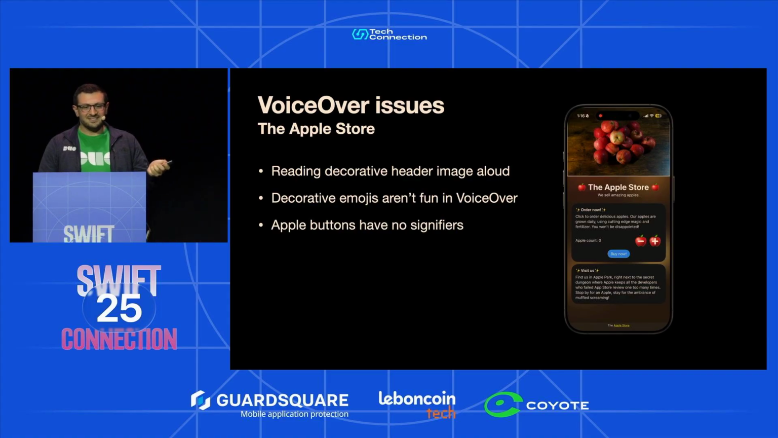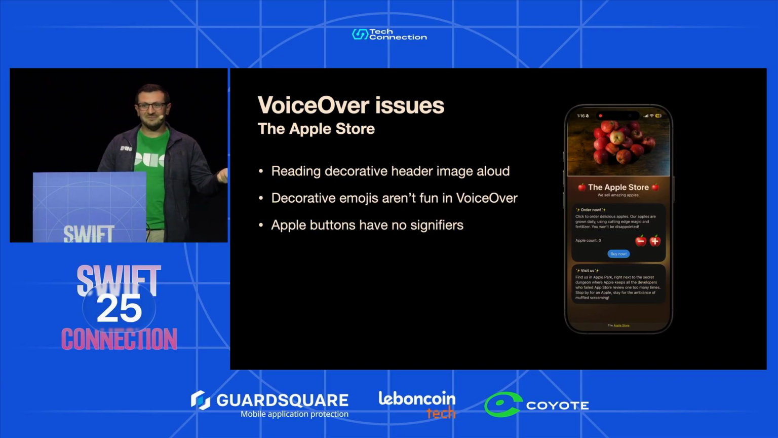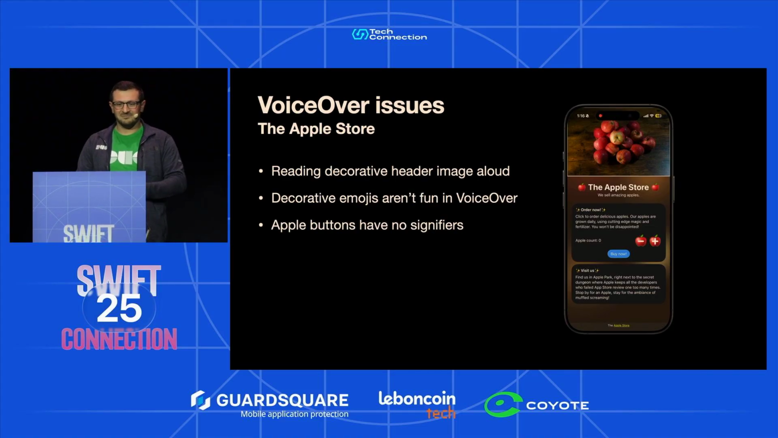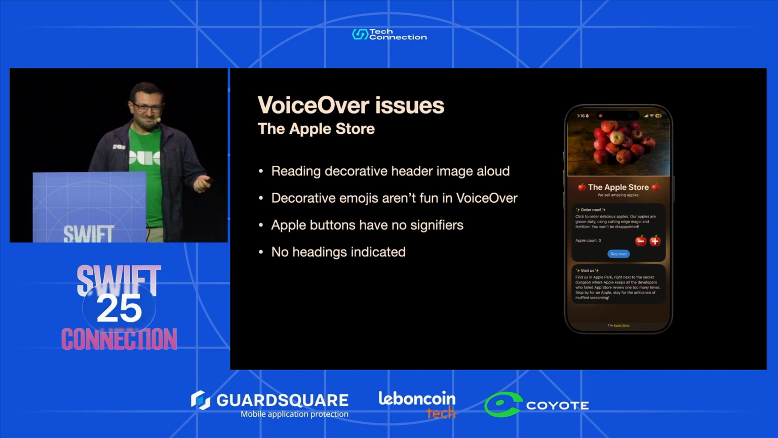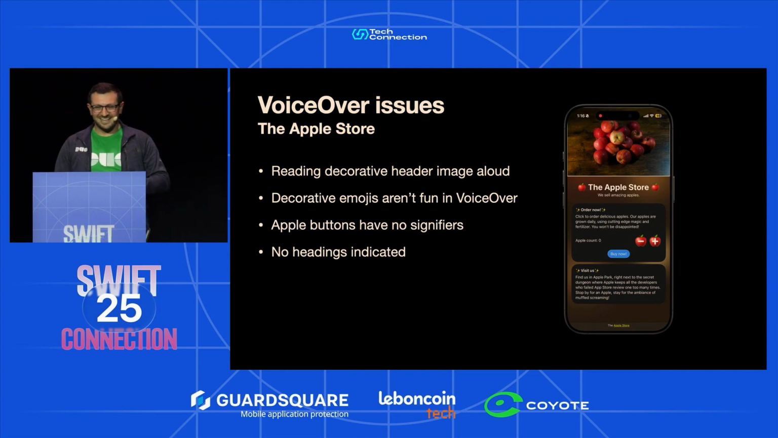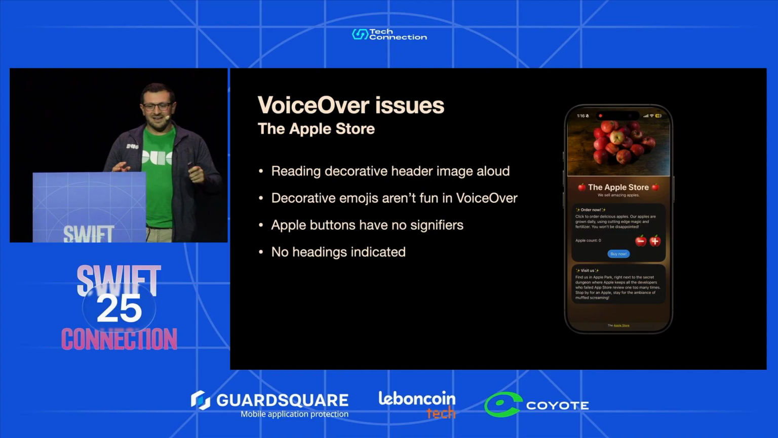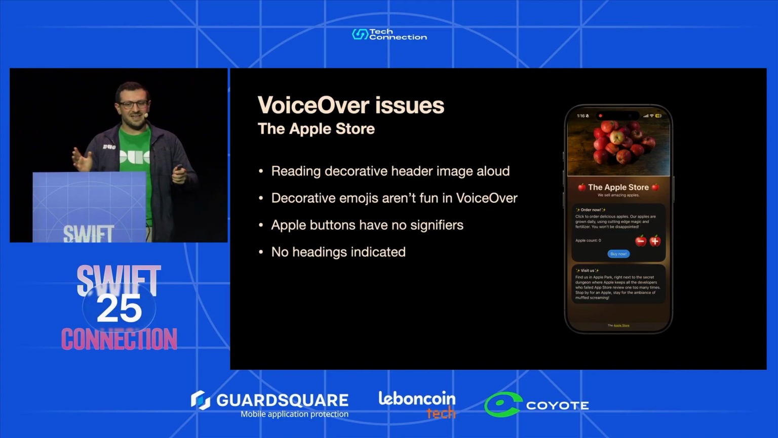Also, those Apple buttons have no signifiers as well. They don't say Apple button. They just say red apple minus, red apple plus. If you weren't looking at the screen, nothing there would tell you that those can be interacted with. And finally, there are no headings indicated. That one was the gimme. I genuinely was having a lot of fun making that video. So we're going to start with the headings first, and then we'll work on a messier example.